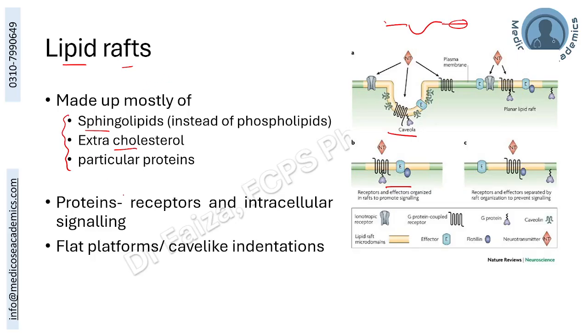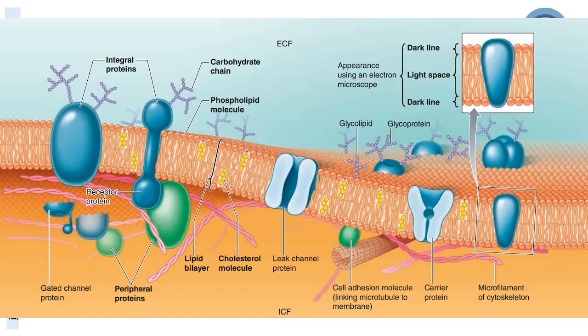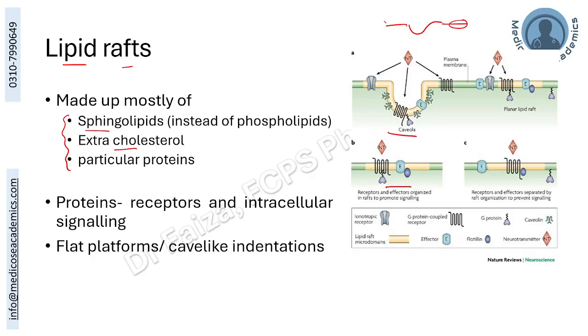The functions of the lipid rafts, the major ones, include acting as receptors and signaling areas of the cell membrane, and they may be present in flat platforms as well as cave-like indentations. You will again appreciate the importance of lipid rafts when we will be discussing the types of endocytosis.